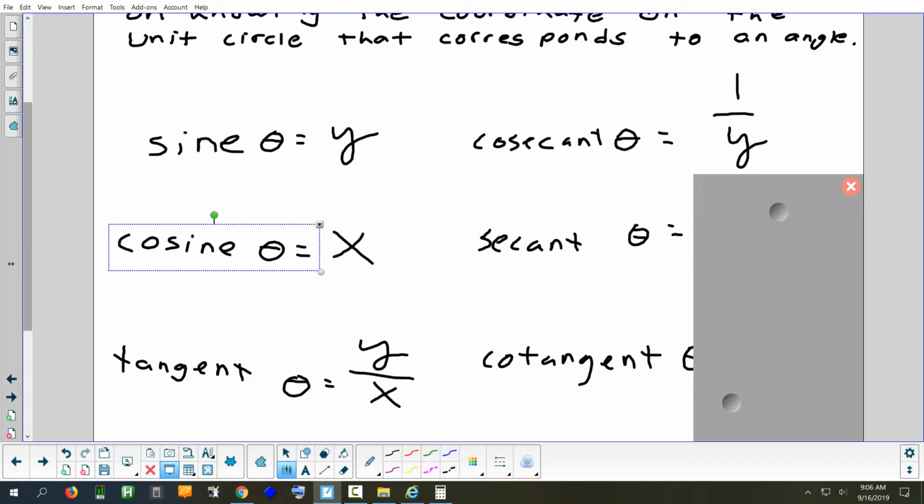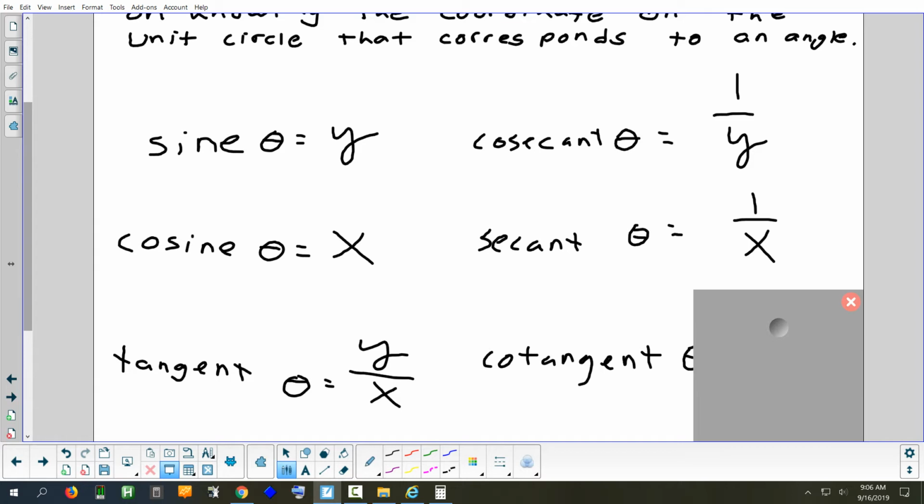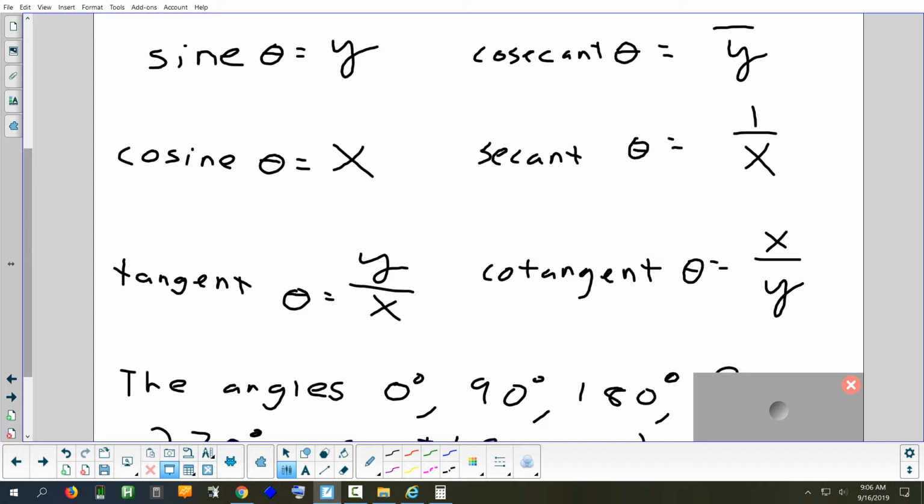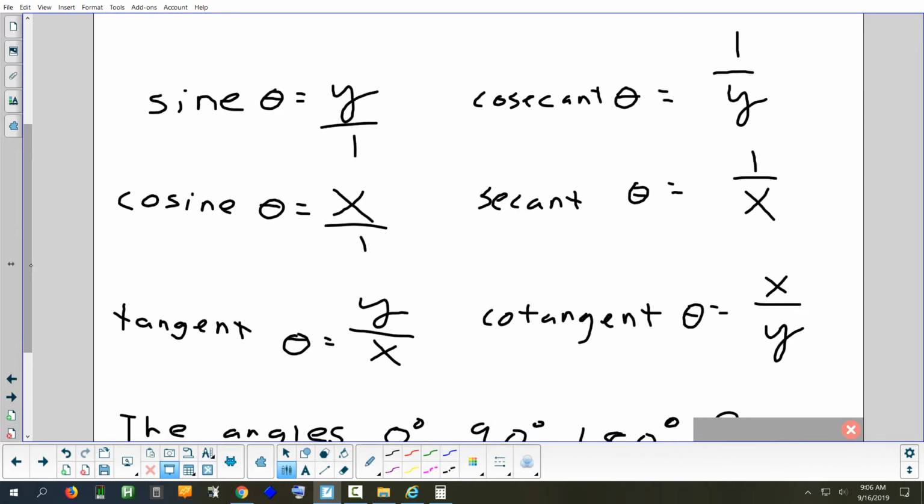So the cosine is x. What do you think the secant is going to be? 1 over x. Yep, it's going to be 1 over x. And how about the cotangent? Y times x. X over y. Yeah, just flip it. Right, just flip it. Oh, I thought that was like dividing. Yep, so this one is dividing, and when you flip it, it's still dividing. Yep, technically these are all dividing if you want to think of them like that. Any questions on those 6 definitions?